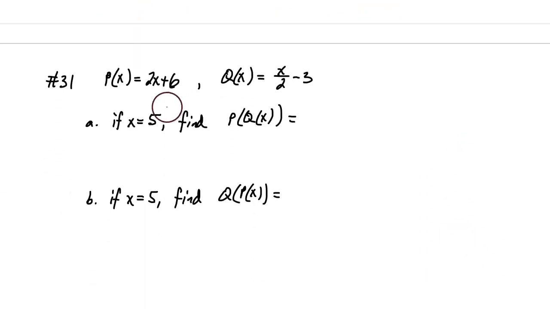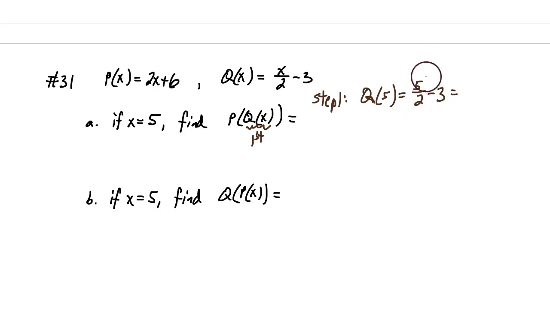Finally, number 31, we have a rule for function p and a different rule for function q. If x is 5, let's find p of q of x. You have to do this one first. So step 1, let's find q of 5. Put a 5 where the x is, and evaluate this answer. 2.5 subtract 3 is -0.5.